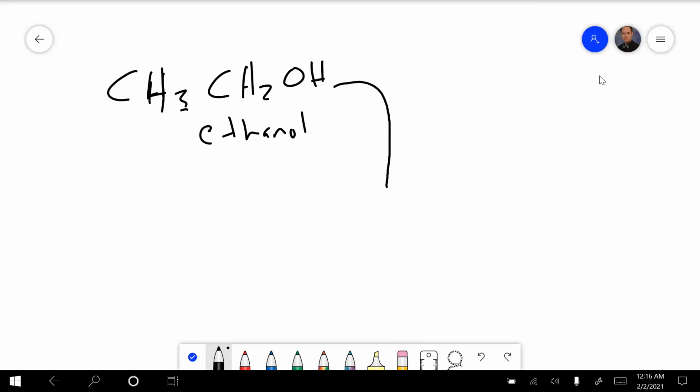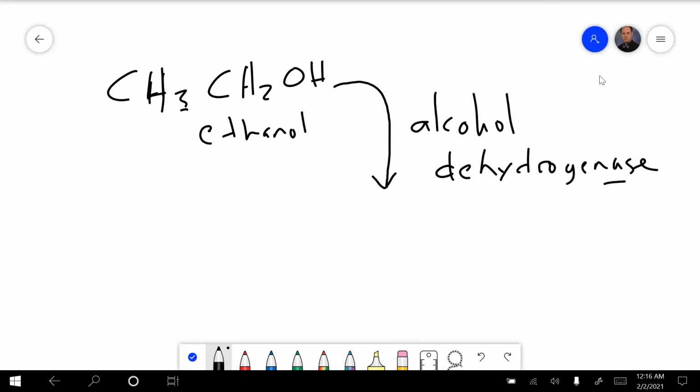So what we do is we take ethanol, and we have an enzyme called alcohol dehydrogenase. Notice that ASE, that's how enzymes end. Alcohol dehydrogenase takes ethanol and turns it into something called acetaldehyde. Acetaldehyde is CH3CHO. See what I did there? We lost a water molecule. So this is acetaldehyde.